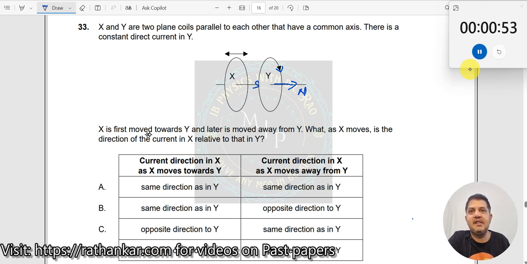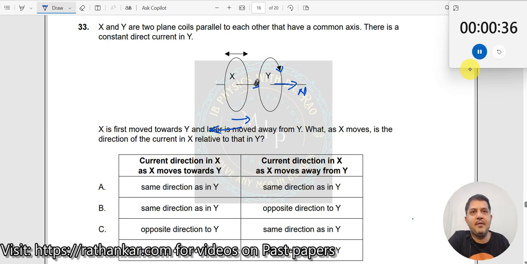Okay. X is first moved towards Y and later is moved away from Y. So initially you move X like this and then you bring it backwards. What is the direction of the current in X relative to that in Y as X moves? When you move towards it, now what is happening?